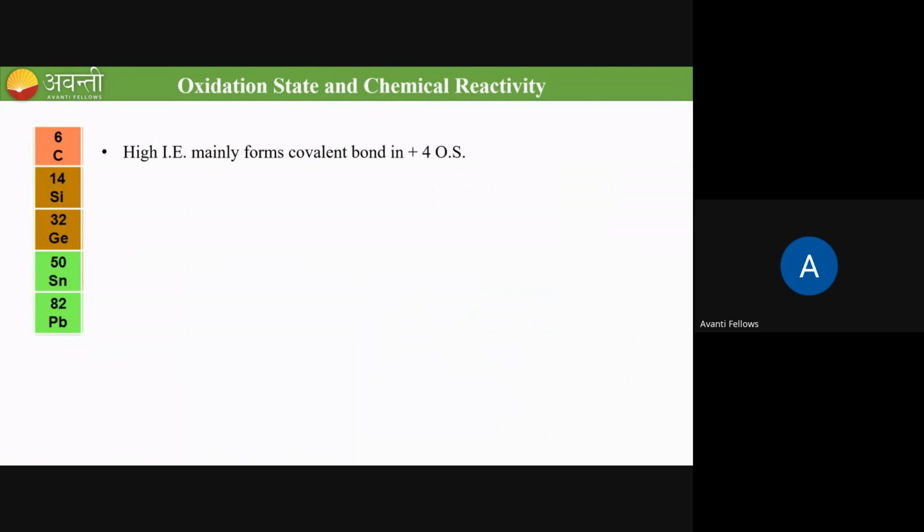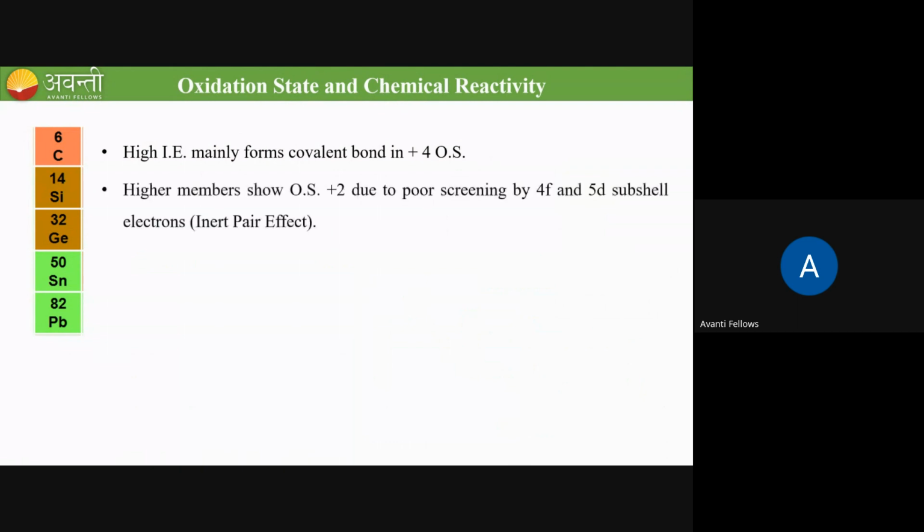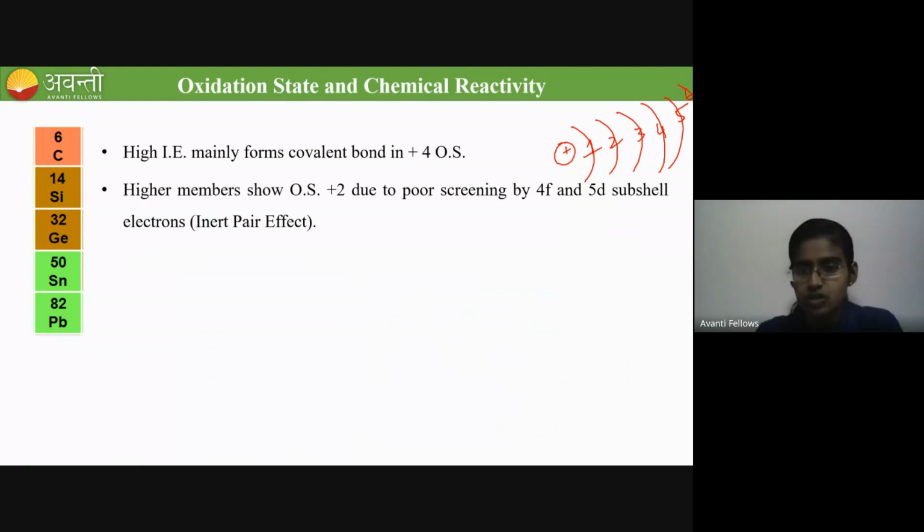And the higher members, higher members means tin and lead, show an oxidation state of +2 due to the poor screening by 4f and 5d subshell electrons, which is called the inert pair effect, which we have already discussed in the boron group. So these 4f electrons and 5d electrons will not shield. If this is the nucleus, this is shell number 1, shell 2, shell 3, shell 4, shell 5, and shell 6. So in the sixth shell, the electrons of tin and lead would be there.